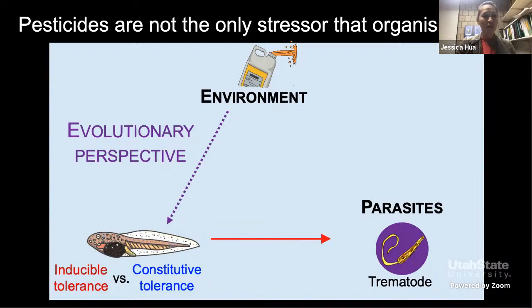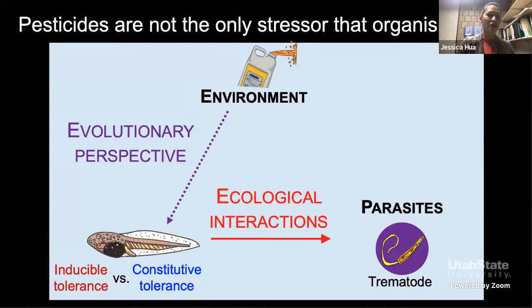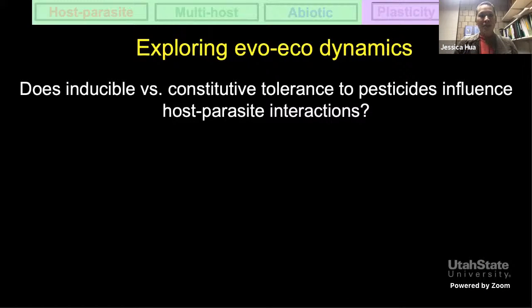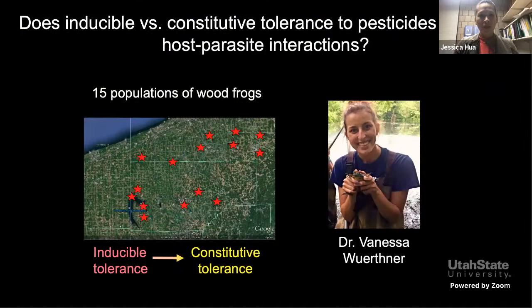And so in this final section, what I'll talk about is the link between evolutionary processes and ecological interactions. The question in this final section is, does inducible versus constitutive tolerance to pesticides influence host-parasite interactions? This is work done by my former PhD student, Dr. Vanessa Werthner. She is now at the EPA. She's doing incredible work with pesticides there.